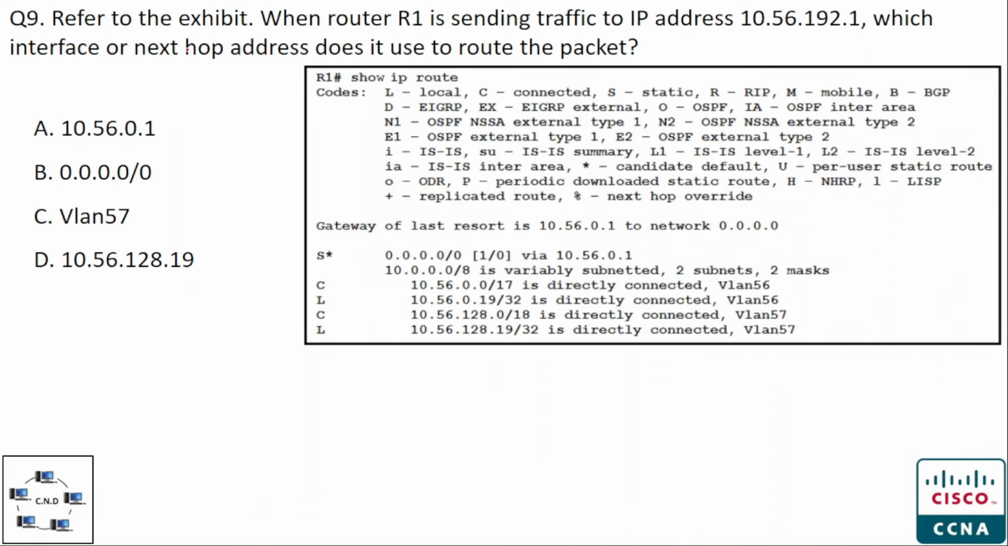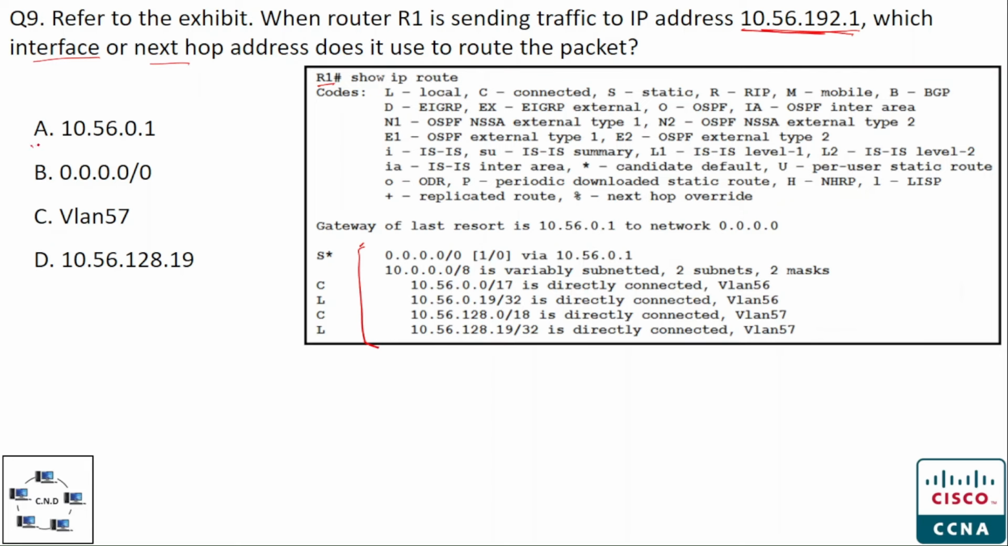Question number 9, refer to the exhibit. When router R1 is sending traffic to IP address 10.56.192.1, which interface or next hop address does it use to route the packet? So again, we are talking about reaching a destination of 10.56.192.1, and we have a routing table of R1. So which route and which next hop will be used?